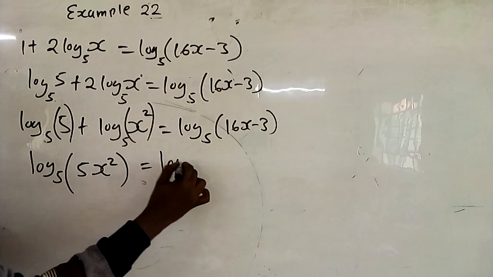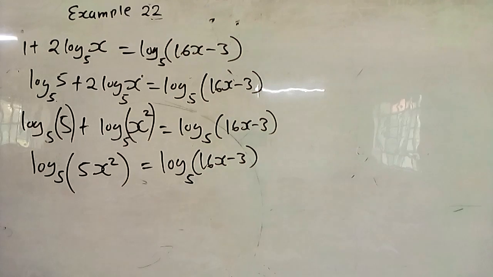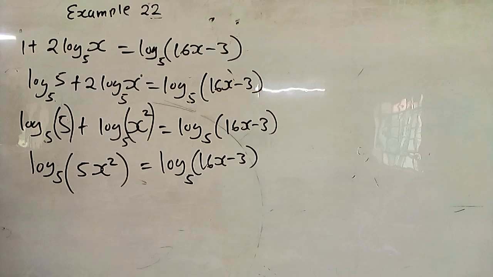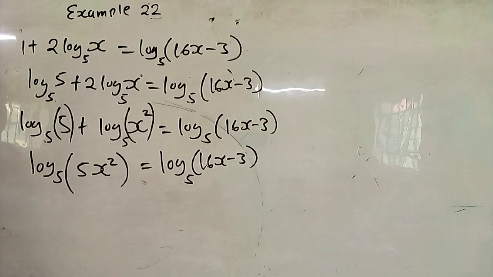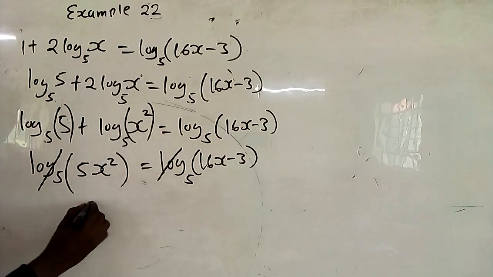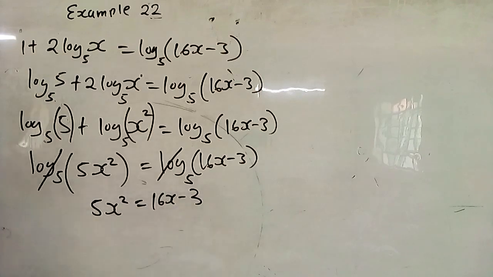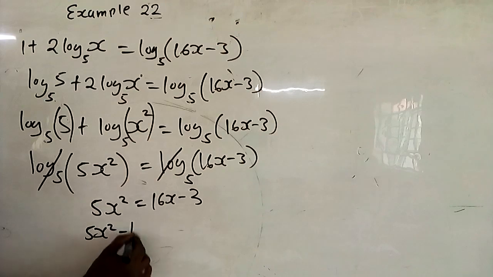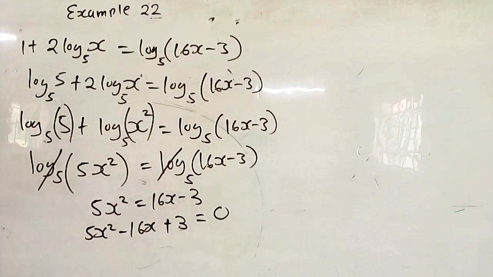Then on the right hand side of the equation, we have log of 16x minus 3 to base 5. So at this level, we can now ignore log to base 5 on either side of the equation. If you ignore log to base 5 on either side, you remain with 5x squared equal to 16x minus 3. So you can see this is quadratic. So in quadratic form, this is going to be 5x squared, the 16x coming this side is minus 16x, and negative 3 coming in is plus 3, equal to 0.